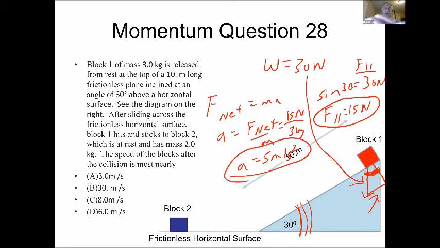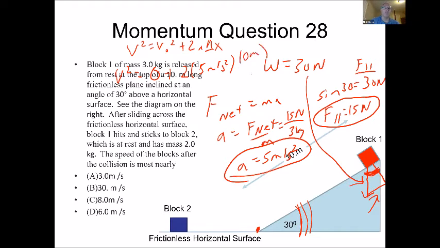Now we're going to use the kinematic equation. And the easiest one would be to use this one. V squared equals V0 squared plus 2a delta x. And what we're trying to find here is what's the speed at the bottom of the plane. So we're looking for just the v. So v squared equals our initial speed of 0 plus 2 times our acceleration of 5 times our displacement, which is going to be the length of our plane, 10 meters.